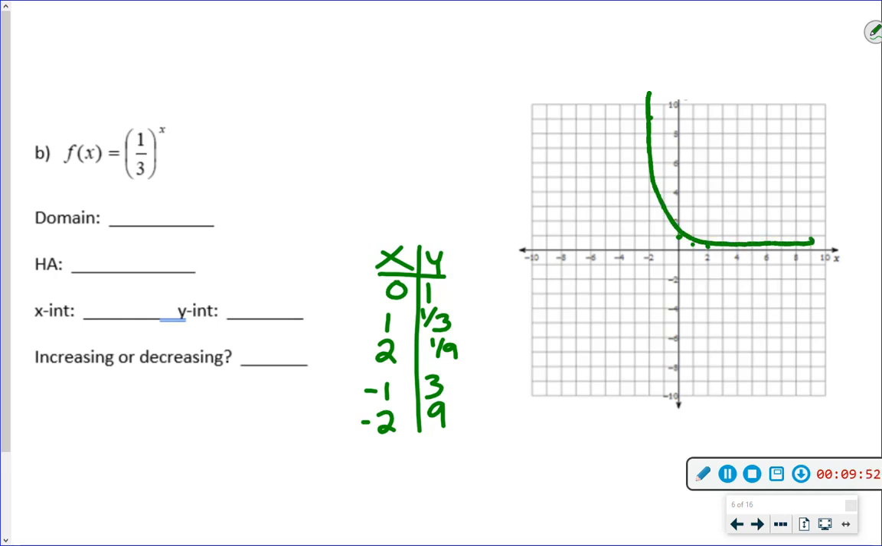Pretend I hit those points close to my x-axis, which is my horizontal asymptote. Okay. And then we can answer all the good stuff here. Domain, again, you can put anything you want in for x. Asymptote still at 0. We didn't have a plus or minus anything in the back, no vertical shift. X-intercept, not hitting it. Y-intercept, 0, 1. Increasing or decreasing? Decreasing. As you follow it left to right, it's getting smaller.